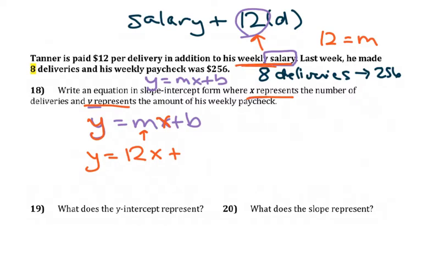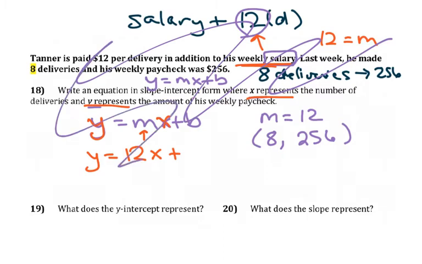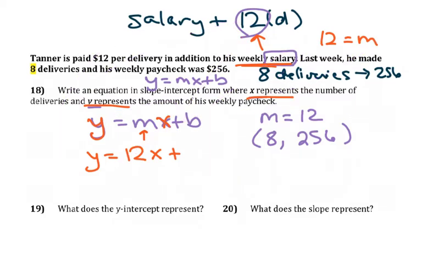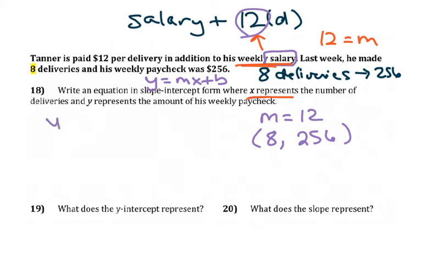So how can I do this? Think back to what we've just been doing on previous problems. I know the slope. I also know that one of the inputs is 8. So if I put in 8 deliveries, I get out $256. If you ignore the story problem and just look at this, that's just like the last set of problems that we did. I have a point and I have a slope. So I'm going to use the point-slope formula and plug it in. So y minus 256 is equal to 12 times x minus 8.